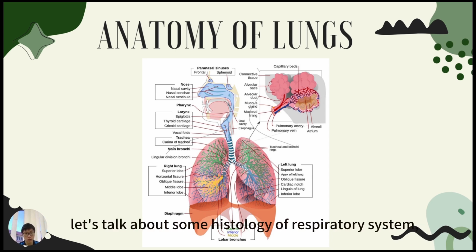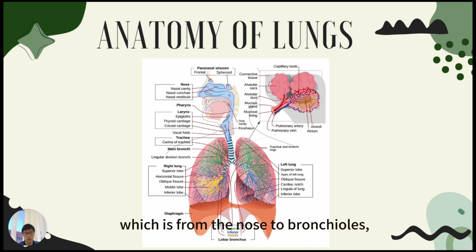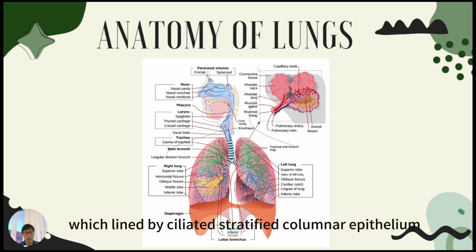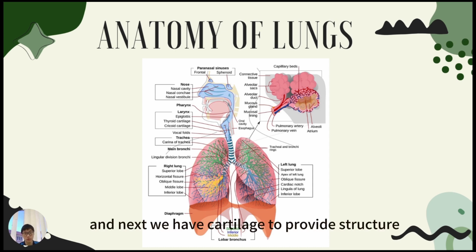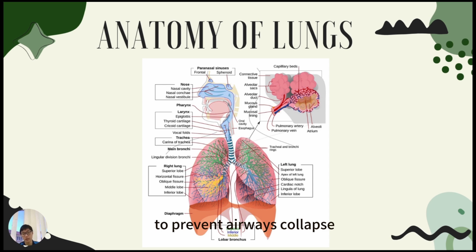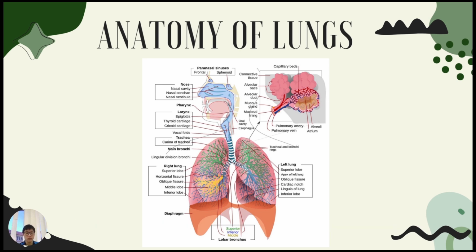Next, let's talk about some histology of respiratory system. In respiratory system, we have conducting zone, which is from the nose to bronchioles, lined by pseudostratified ciliated columnar epithelium with goblet cells that secrete mucus. And next, we have cartilage that provides structure to prevent airway collapse, such as in trachea and bronchi. And last one, we have smooth muscle that regulates airway.